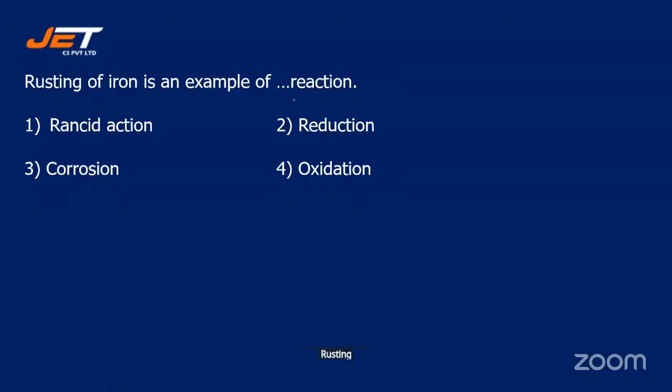Rusting of iron is an example of which reaction? First one, rancid reaction; reduction; corrosion; oxidation. Which reaction? Please mention in the text box if you have answers. Prem Charan is mentioning option 3. Shrutasya is mentioning corrosion. Supriya has mentioned corrosion. Let us see which is the right answer. Oxidation is the right answer. Rusting of iron is because of losing of electrons by iron. So it is an oxidation reaction.